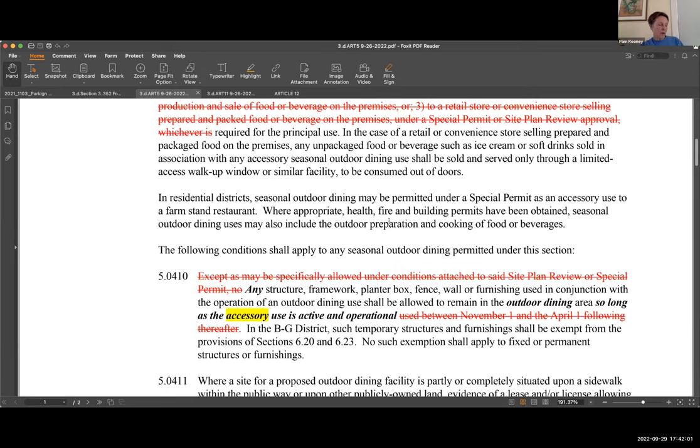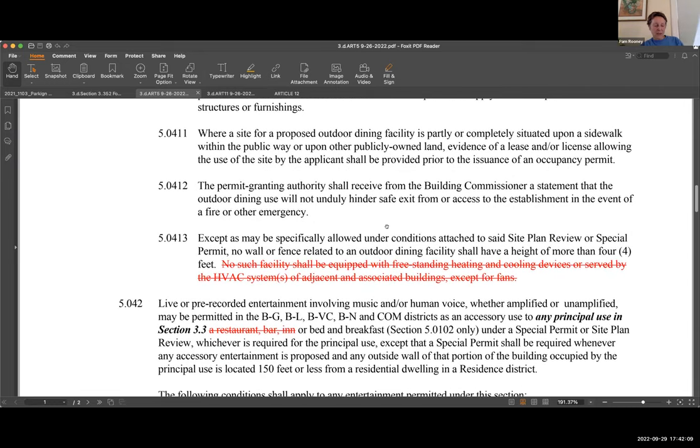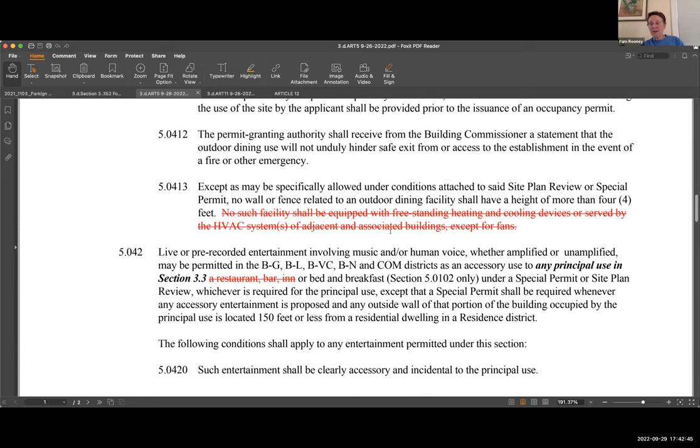Okay, so in 5.042, we talk about live and pre-recorded entertainment. Again, I understand that, but I don't know if music is a little different than outdoor dining. It feels like that could be applied to more principal uses than just food and drink establishments. So maybe 5.042 really wants to reflect food and drink related businesses rather than opening it up to the whole kit and caboodle. Because I was thinking, maybe there's a marijuana shop that wants to have an outdoor event and they've got party space. Maybe it's not outdoor dining, but it's an outdoor party.